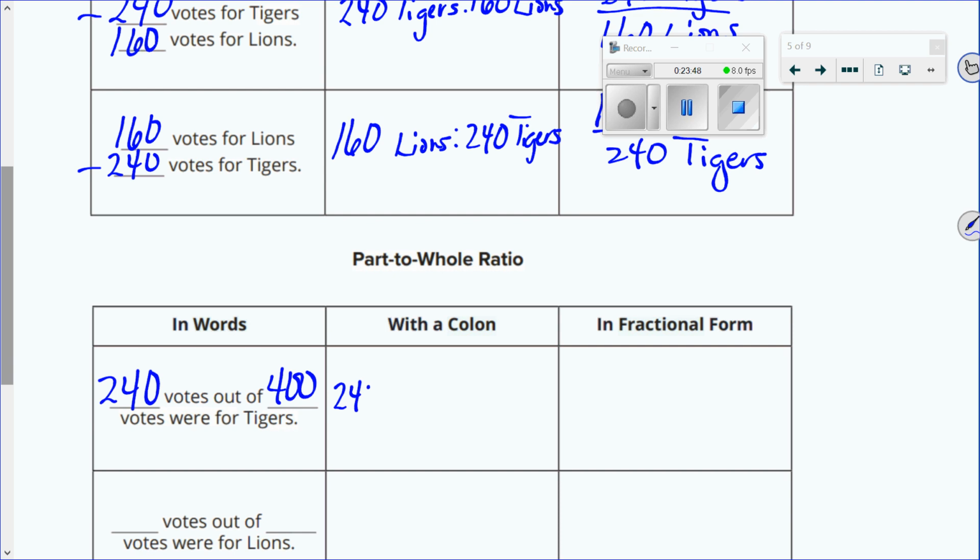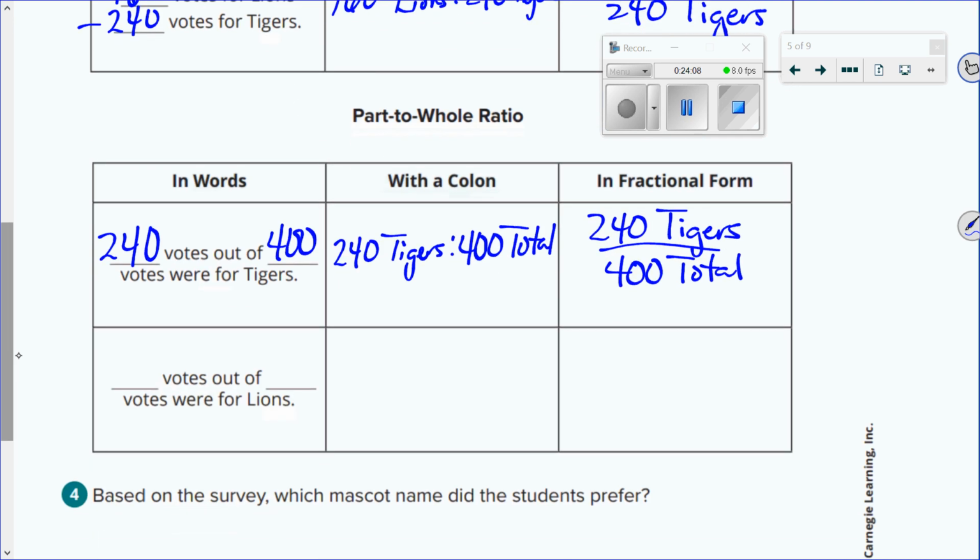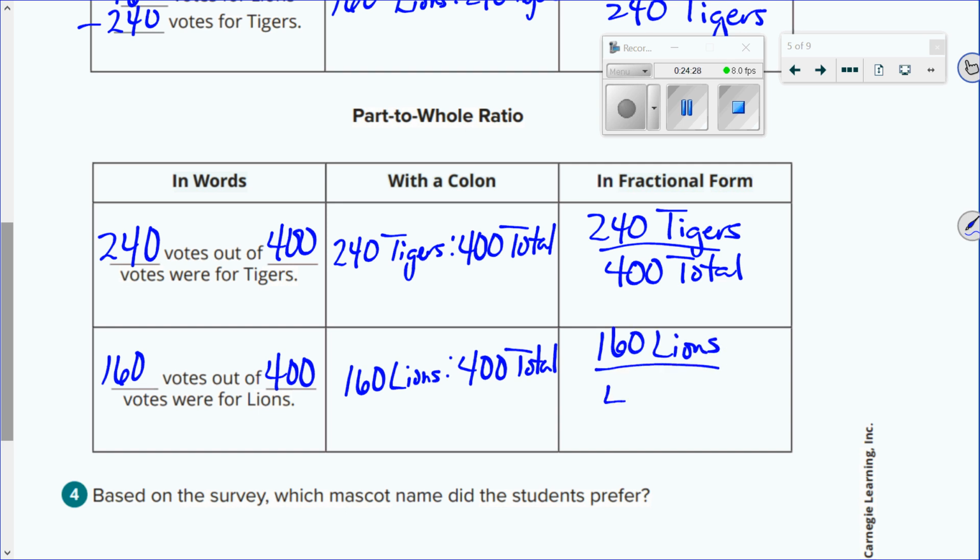So the 240 is tigers. The 400 is total. Or writing it in fractional form, 240 tigers, 400 total. So if 240 were for tigers, we know the 160. Did the total change? Nope. So we have 160 lions to 400 total. Or in fractional form, 160 lions and 400 total.